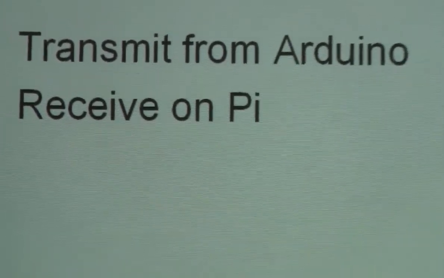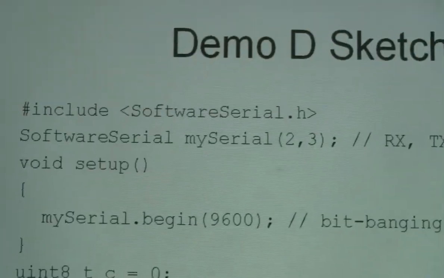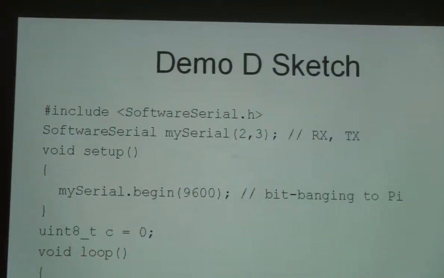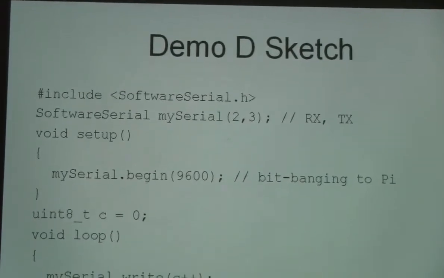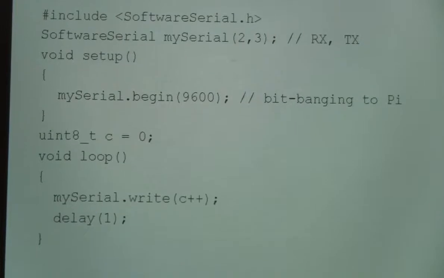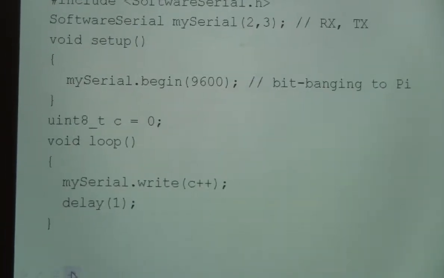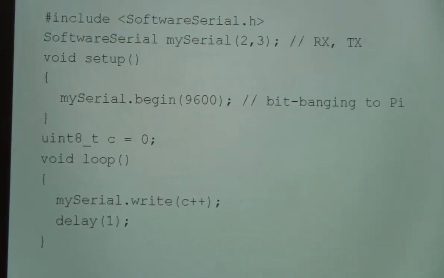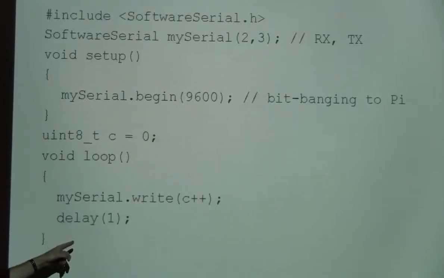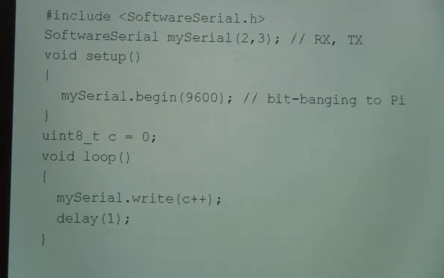Okay, and now we want to go the other way. We're going to transmit from the Arduino. We're going to receive it on the Pi. So the Arduino sketch initializes a byte variable to 0, writes it to the serial port, increments it. It's a byte, so when it gets to 255, the next one rolls over back to 0. And here I'm delaying 1 millisecond. So this should be about 100 characters per second. 1,000 characters.